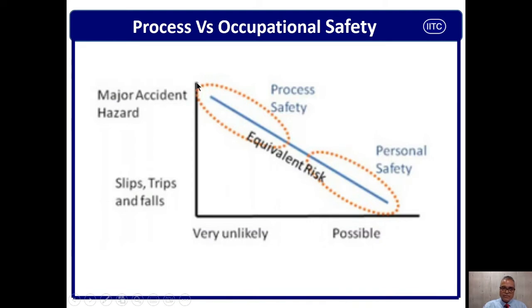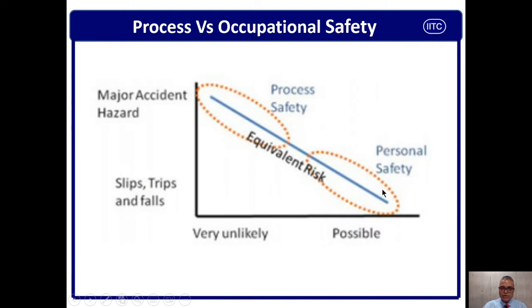If you see this graph, this is the y-axis, this is the x-axis. Here in the y-axis you have MAH, major accident hazard. Hope you are able to see my cursor. And down below is slip, trip and falls. So this is the accident category. And in the x-axis this is the likelihood or frequency. In the beginning this is unlikely or very unlikely, and then there is high possibility. If you refer to this slanting line, which is light blue, here it is personal safety, meaning occupational safety.